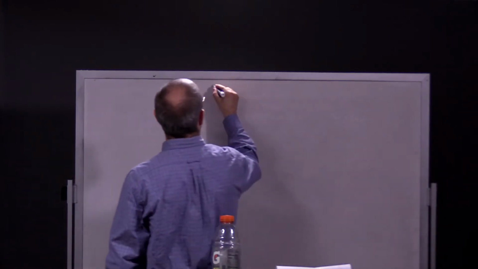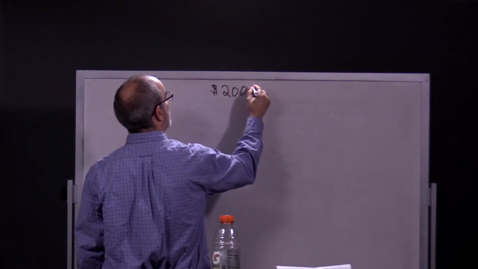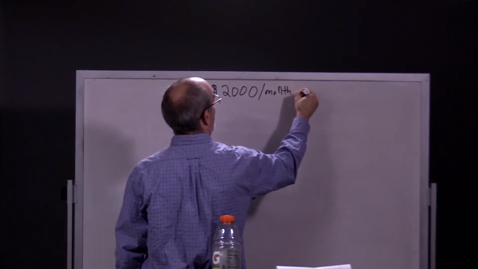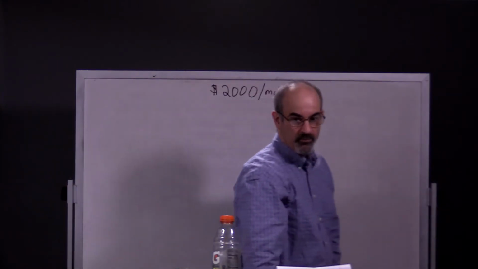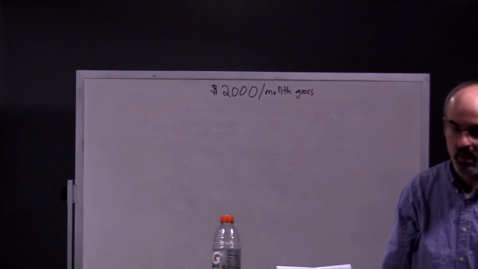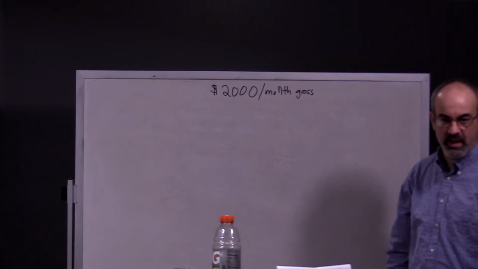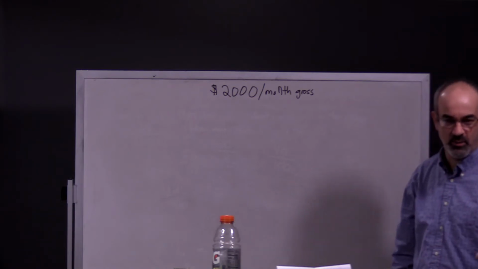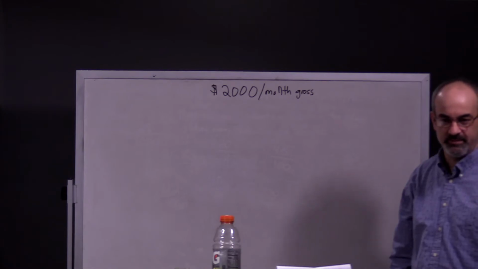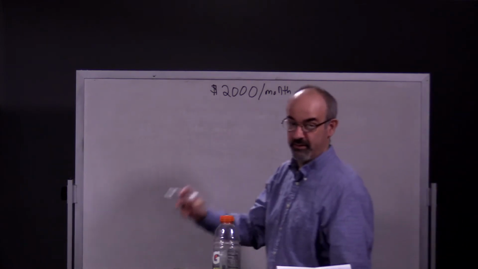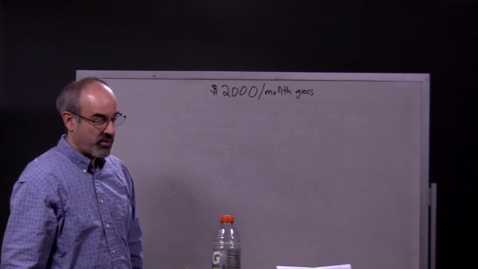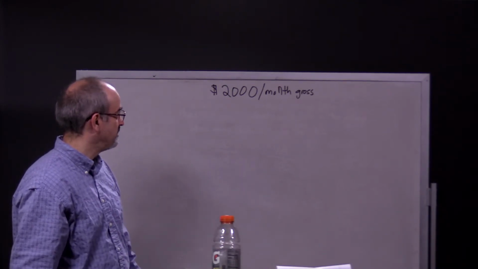So let's say your friend makes $2,000 a month, gross pay. Your friend, not me, I don't make that much money. Gross means before taxes are taken out. I don't know why they call it gross. It doesn't have anything to do with being gross. It has something to do probably with the word gross, like meaning 144 or something. I don't know. It's an old word. Look it up in the dictionary. So your friend makes $2,000 a month gross pay.